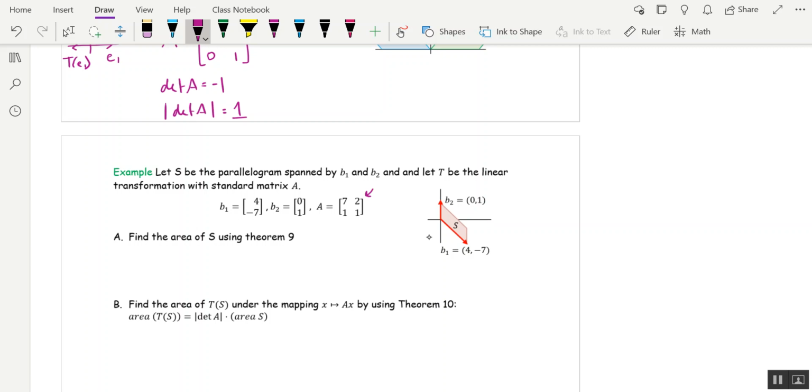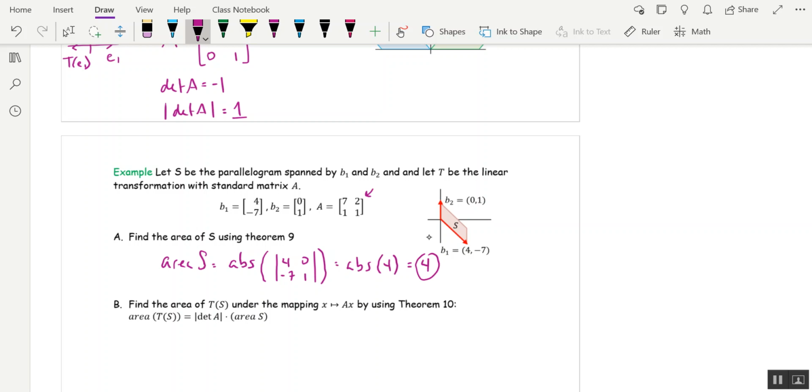All right, so by theorem 9, the area of S is equal to the absolute value of the determinant of the vectors that span that parallelogram, B1 and B2. So B1 is 4, negative 7. B2 is 0, 1. That's the absolute value of 4, which is 4. So there's the area of S.